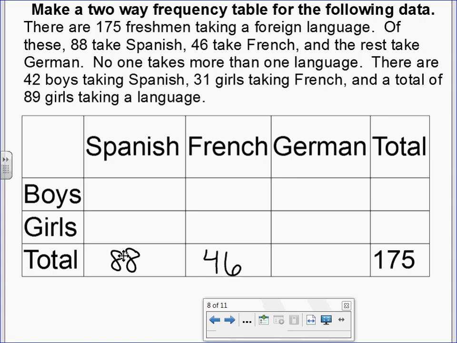$175 and subtract off the 88 and subtract off the 46. Arjun got 41. Can you nod your head if you confirm? Or did he mess up? He's good? Okay. Awesome.